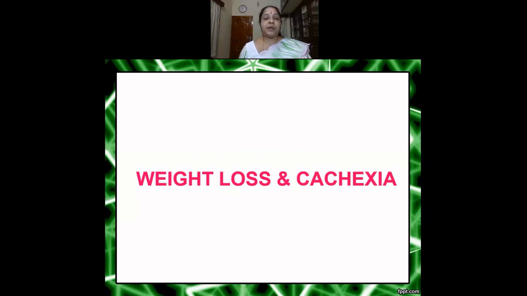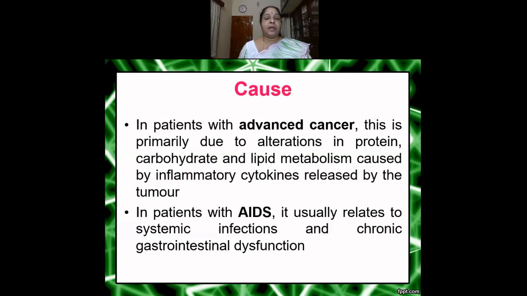The next condition is weight loss and cachexia. Causes of weight loss. In patients with advanced cancer, this is primarily due to alterations in the protein, carbohydrate, and lipid metabolism caused by the inflammatory cytokines released by the tumor. So the cytokines are the biochemical compounds that are released by the tumor, and they interfere with the entire metabolic process of the body, leading to deprivation of nutrients to the body, and the tumor or the cancers utilize these nutrients for their growth and development.